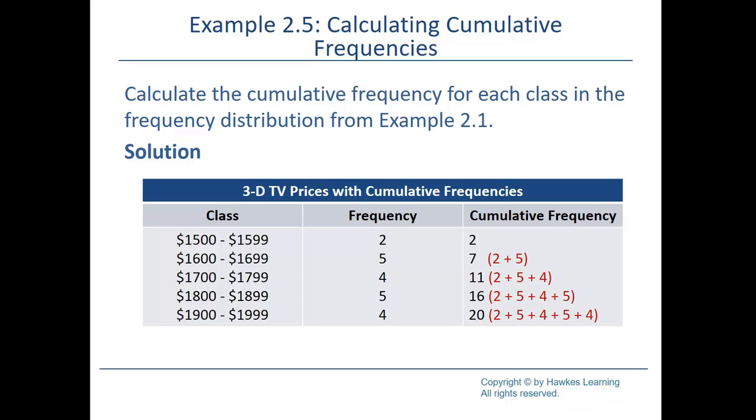Now that you've added all the way down, you should end up with 2, 7, 11, 16, and 20. And again, we should have 20 there because how many data points did we have total? 20. That last number should always end up being exactly how many data points you have.